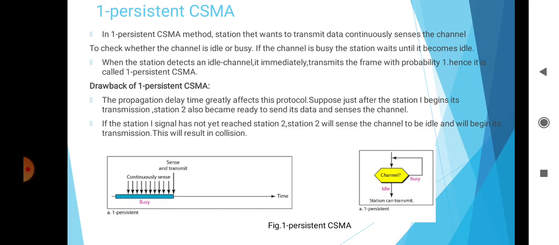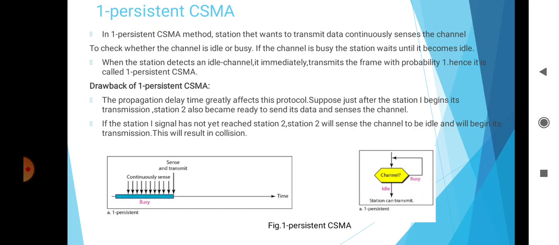This method has the highest chance of collision because two or more stations may find the channel to be idle at the same time and transmit their frames. When a collision occurs, the stations wait a random amount of time and start all over again.